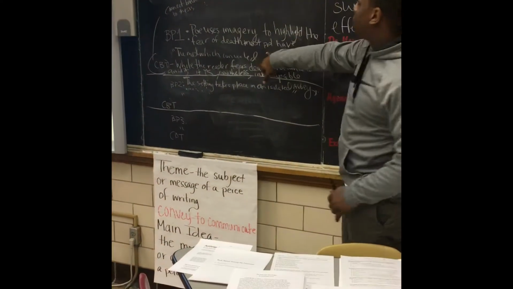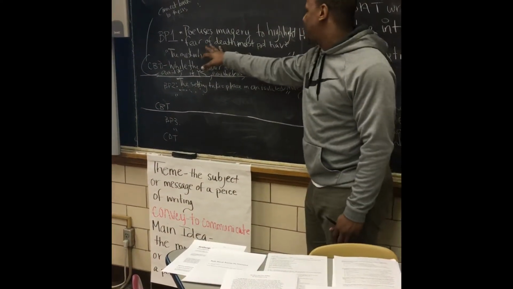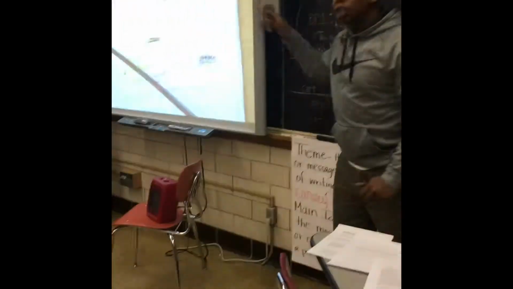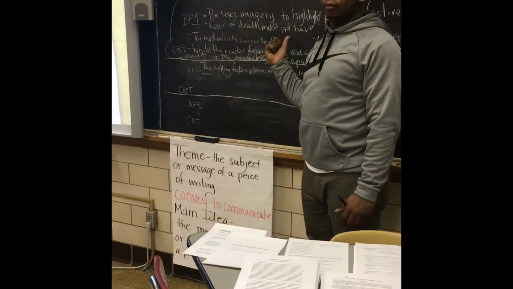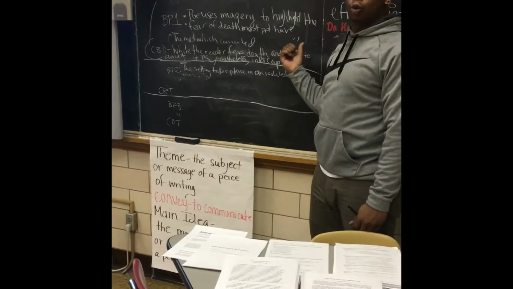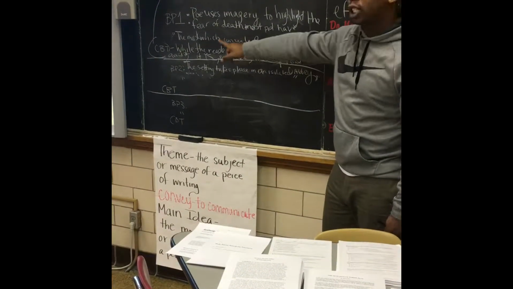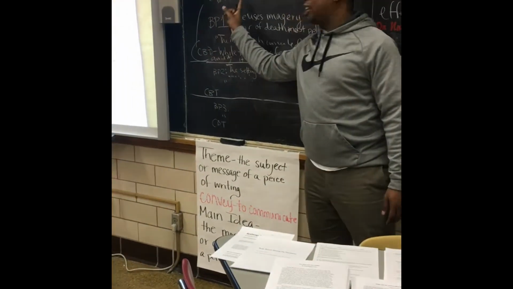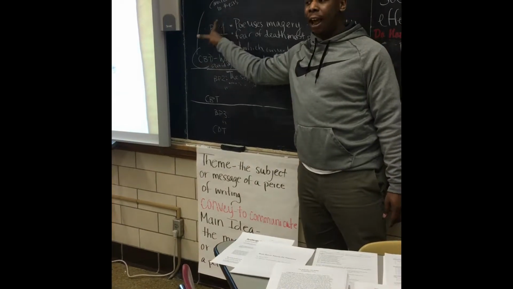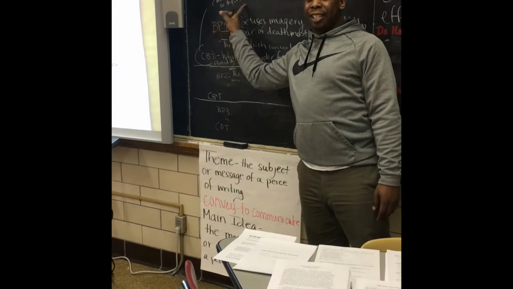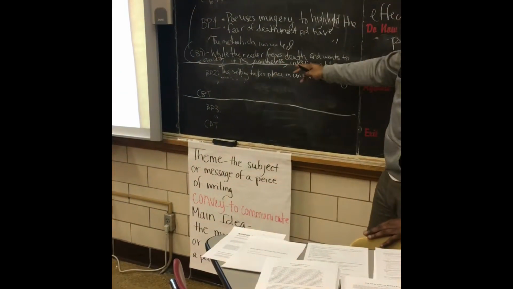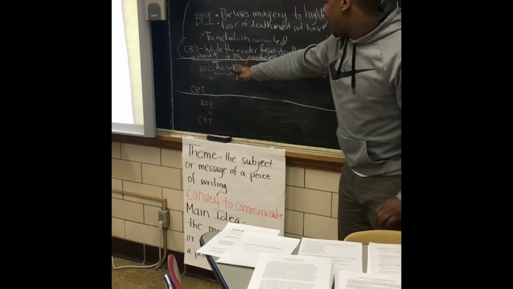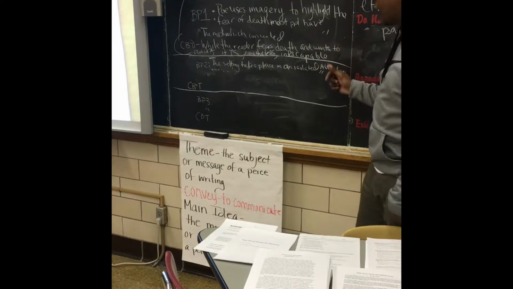Good job. Poe uses imagery to highlight the fear of death that most people have. There's my quote. Now, what's supposed to be before my quote? A sentence. Introduce your quote. Then you put the quote. Explain your quote. This very last sentence, this CBT says connect back to thesis. Write that down. Your last sentence connects back to the thesis. While the reader fears death and wants to avoid it, it is nonetheless inescapable.